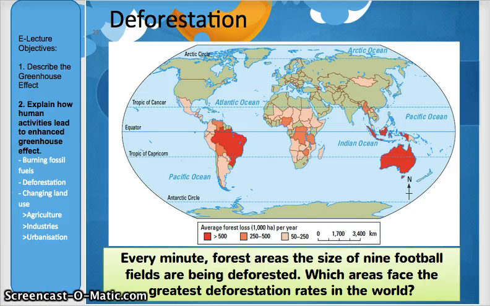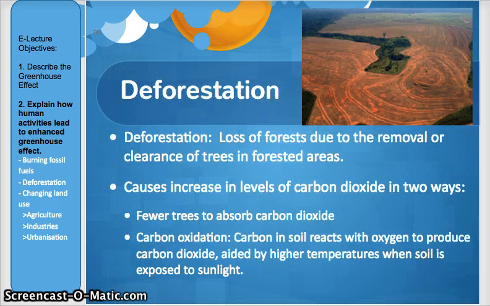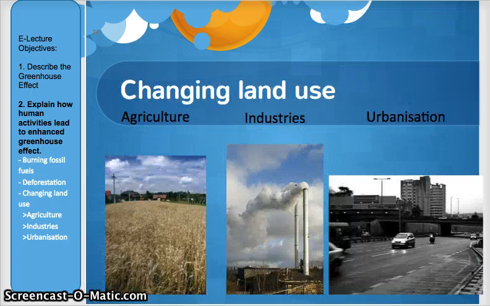Okay, so remember, deforestation causes the enhancement of the greenhouse effect by increasing the amount of carbon oxidation that happens and by reducing the absorption of carbon dioxide because of the smaller number of trees. Okay, next factor, changing land use. Now, changing land use also leads to the enhanced greenhouse effect, and it does so in 3 main ways: agriculture, industries, and urbanization.